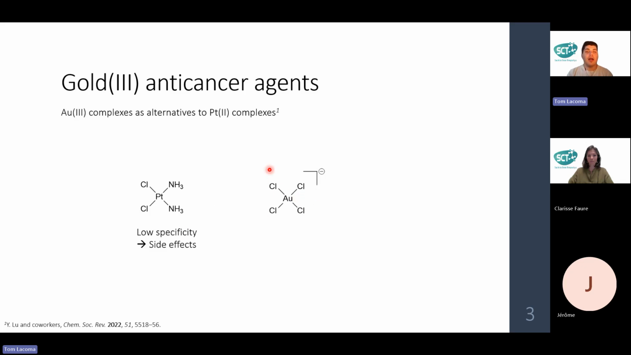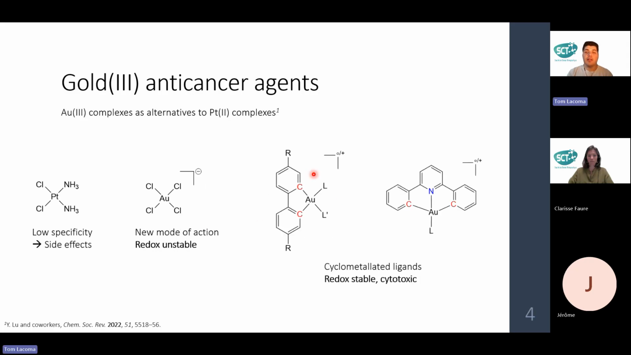It is square planar like platinum-2, and it has the same electronic structure. However, unlike platinum-2, it is really sensitive to reduction in cellulo, although it could unlock new modes of action. So to stabilize the gold redox-wise, we have chosen to use cyclometallated ligands, especially the biphenyl scaffold with the two gold-carbon bonds, which are able to stabilize the gold. But the biphenyl pyridine scaffold is also used, and it has the same stability.